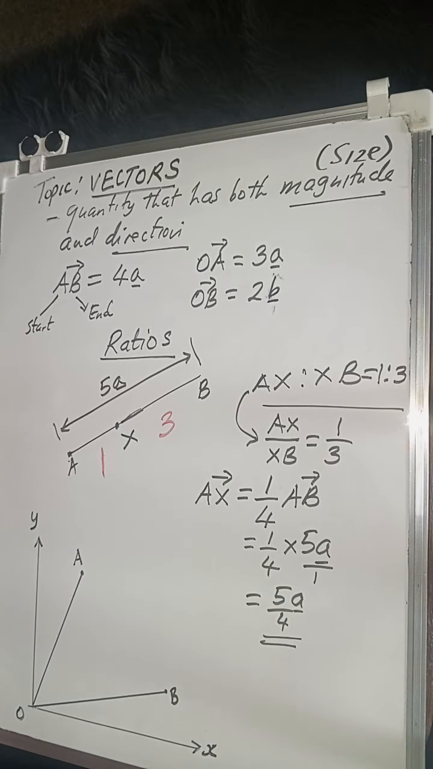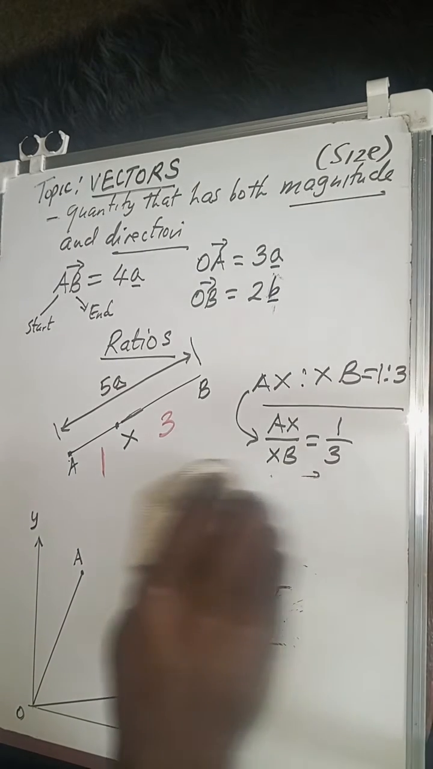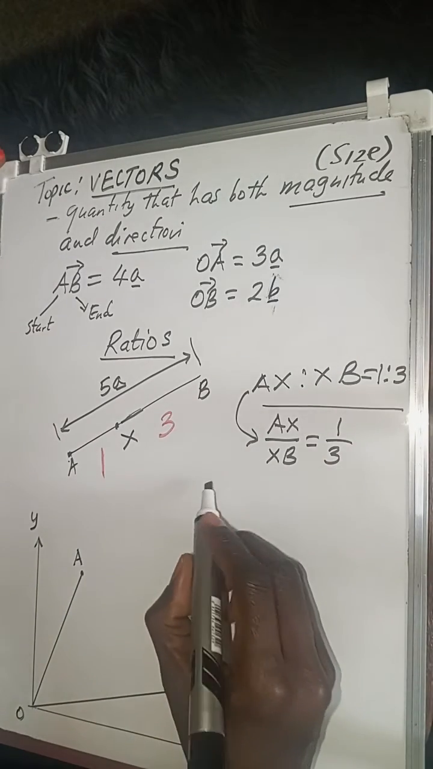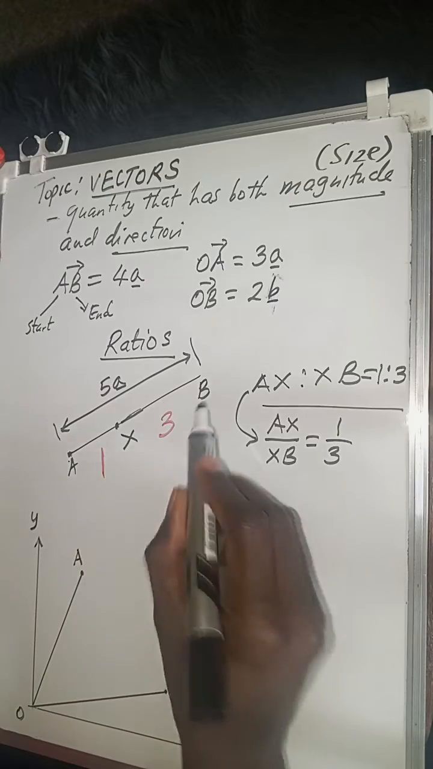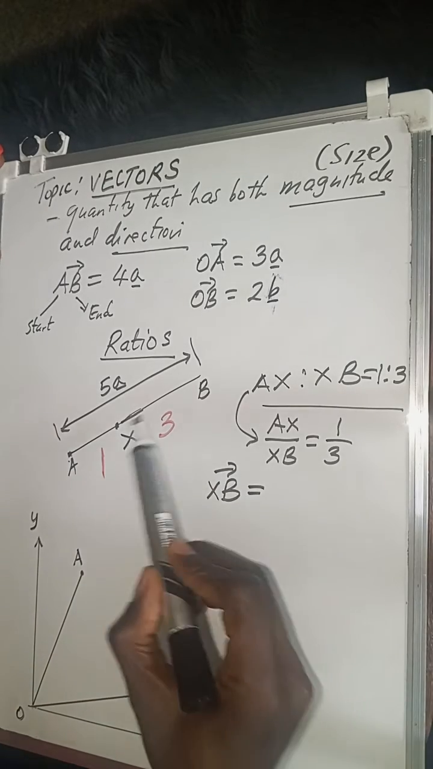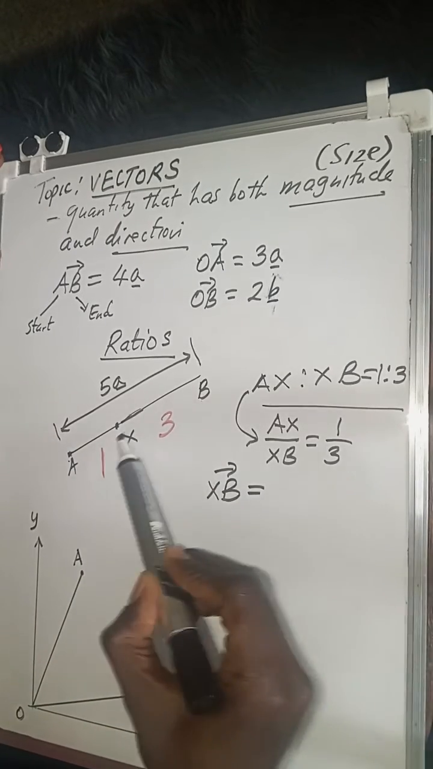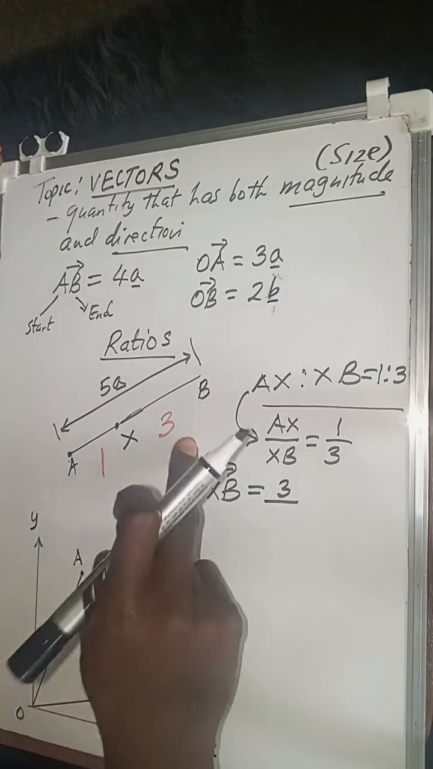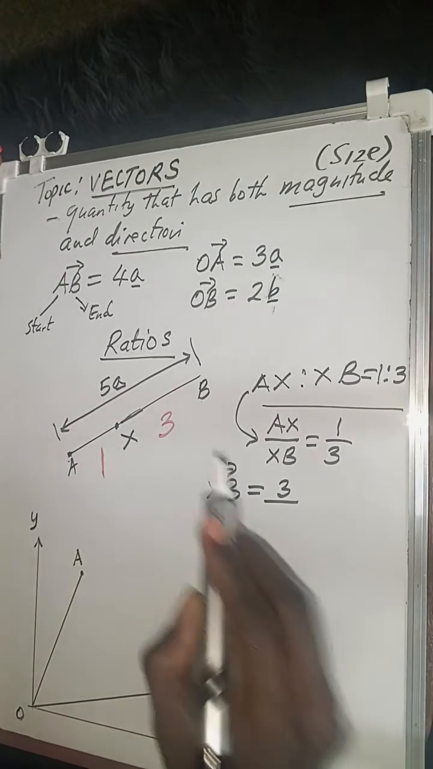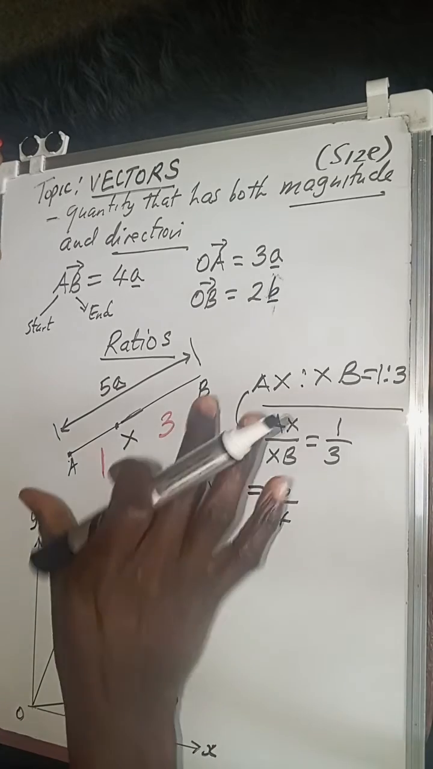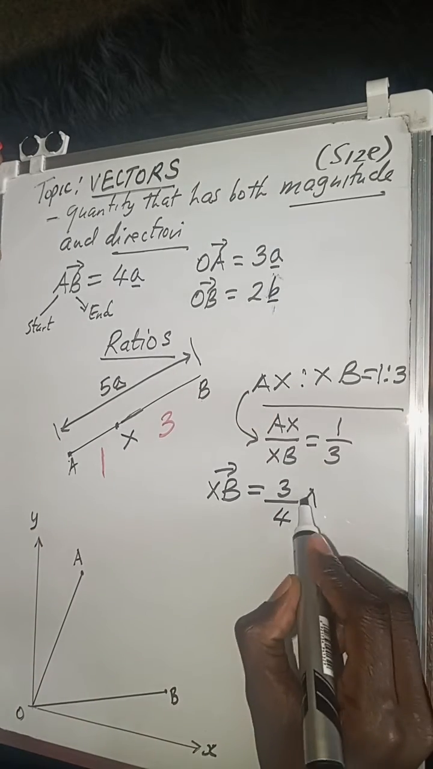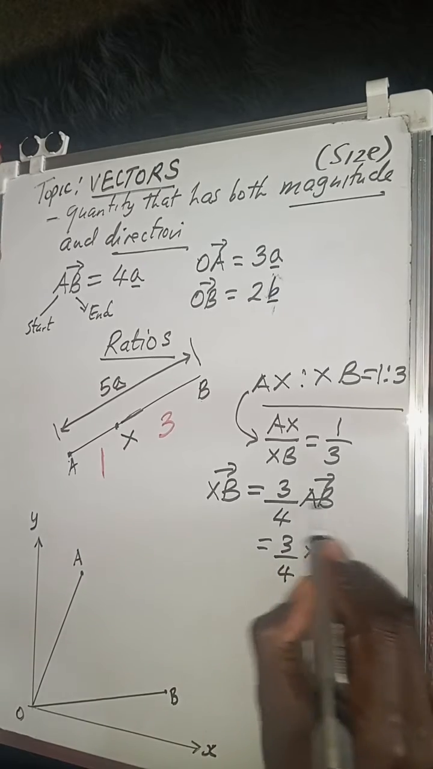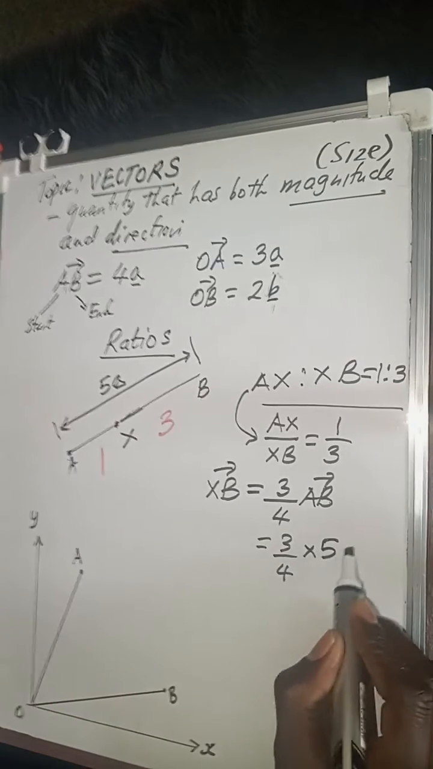Suppose again I told you to find the exact ratio of X to B. Well, we use the same concept. You need to ask yourself, what is the ratio of X to B? It is simply represented by 3 over the total ratio. So by adding 1 plus 3, which will give you a 4, then again you multiply by the magnitude of the vector AB. So that would have been 3 over 4 multiplied by AB, represented by 5 vector A.